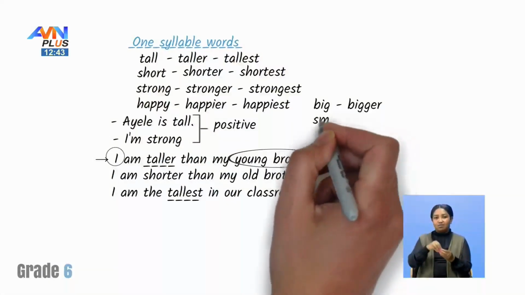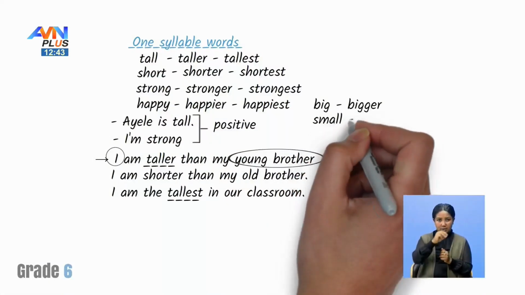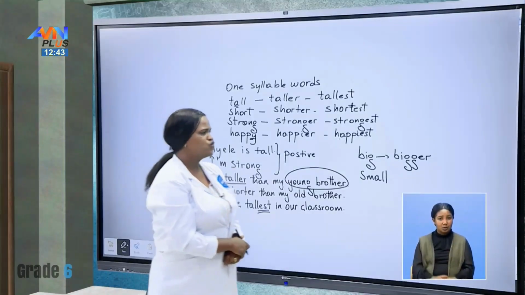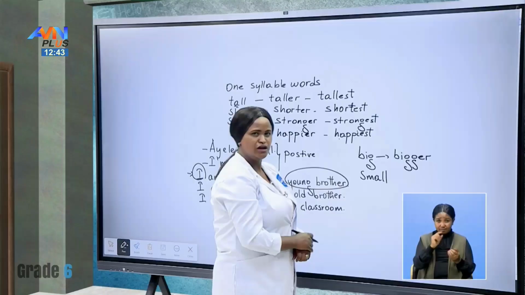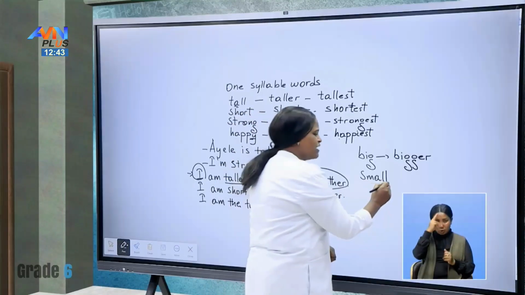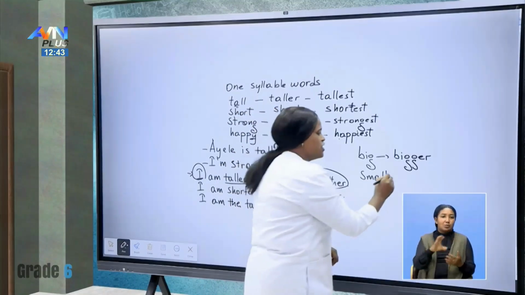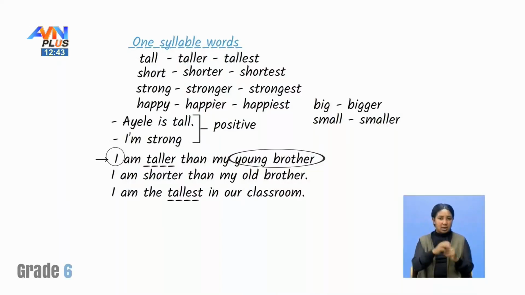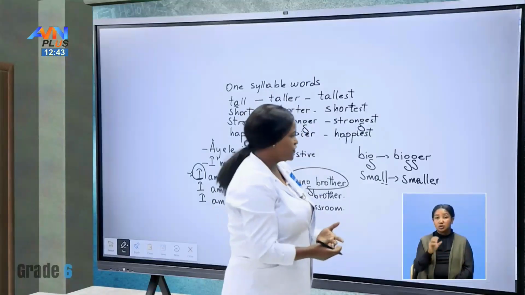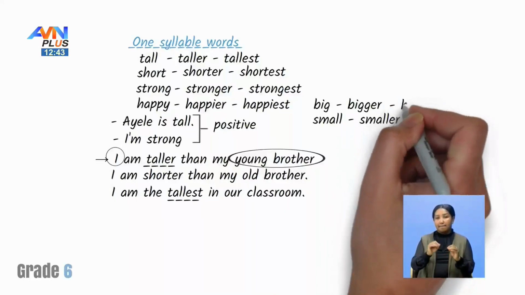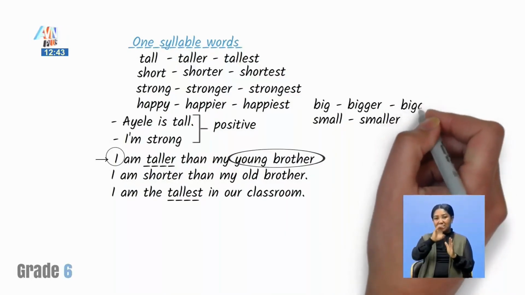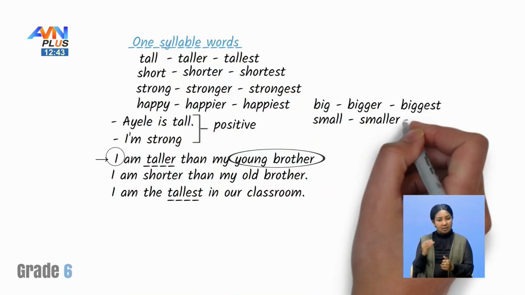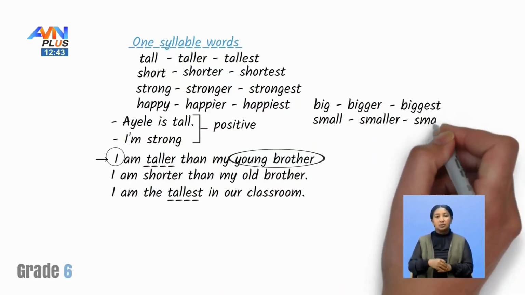Small. How do you make it comparative? Do I have to add L again? No, very good, because we already have what? 2 consonants here, so we simply make it what? Smaller. Very nice. And the superlative form, for bigger, it becomes what? Biggest. Yes? And for smaller, smallest.